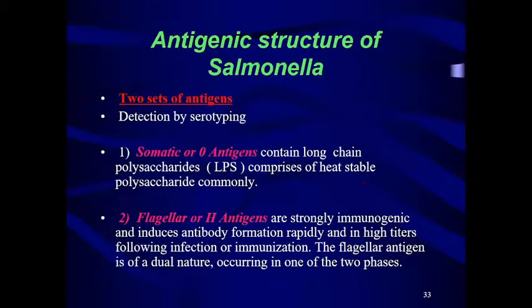We have the O, the somatic antigens, which contain long-chain polysaccharides, comprising heat-stable polysaccharide commonly, and they have the flagellar or H antigens that are strongly immunogenic and induce antibody formation rapidly and in high titers. Following infection or immunization, the flagellar antigen is of a dual nature occurring in 1 or 2 phases.